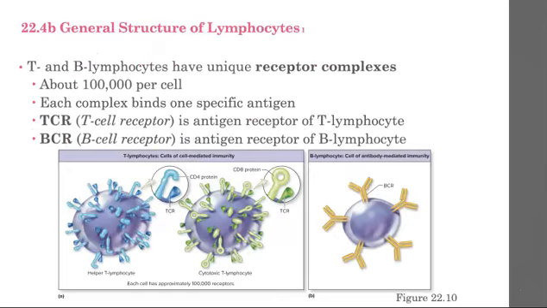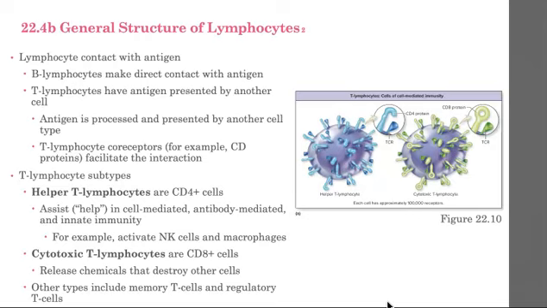Next, let's get into the general structure of our lymphocytes. If you look at either a T cell or a B cell, they're all going to have these unique receptor complexes, and about 100,000 per cell. So that's quite a bit. As we mentioned before, they're going to have specific antigens on there. And also, if you have a T cell, you will have a T cell receptor, which you can see down here on our helper T cell and our cytotoxic T cell. And then on our B cells, we of course have our B cell receptors. And we're going to utilize some of these receptors to make contact with the antigen.